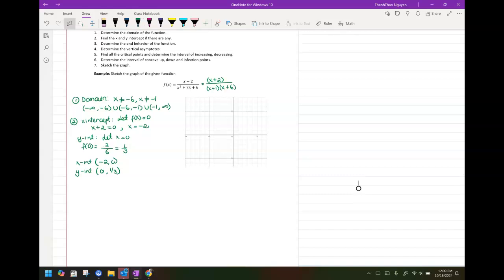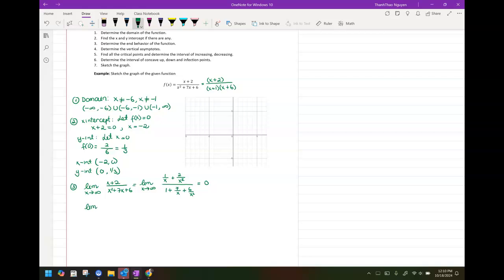Next, we determine the end behavior of the function. We want to see what value this function approaches as x approaches positive infinity and negative infinity. So the limit as x approaches infinity of x plus 2 divided by x squared plus 7x plus 6. We divide the numerator and denominator by x squared. So 1 over x plus 2 over x squared divided by 1 plus 7 over x plus 6 over x squared. So this function approaches 0 as x approaches positive infinity.